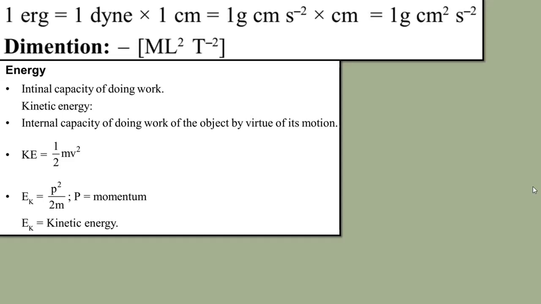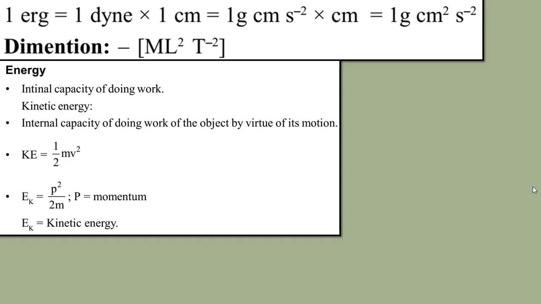So energy is the internal capacity of doing work. Energy is nothing but the internal capacity to do the work. To do the work we require some energy. So that is the power. Whatever power we are having, that power is called the energy.